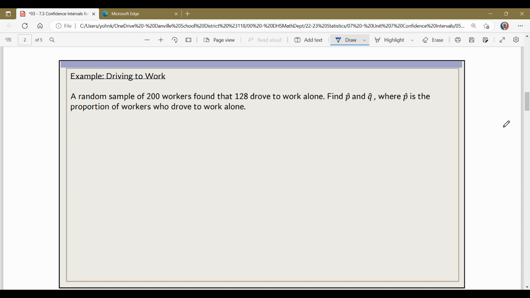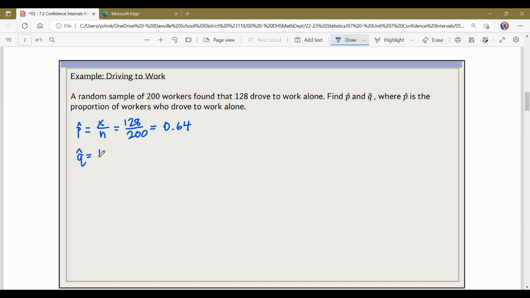All right, so a random sample of 200 workers found that 128 drove to work alone. Find P hat and Q hat, where P hat is the proportion of workers who drove to work alone. All right, so we're trying to find our P hat and our Q hat. P hat is going to be X over N. And so the X is the number of drivers who drove to work alone, which is 128, over the total number in the sample, which is 200. If I divide this out, I get 0.64.